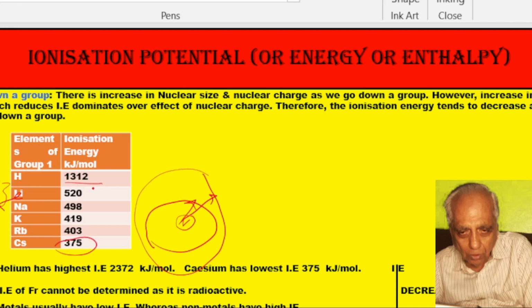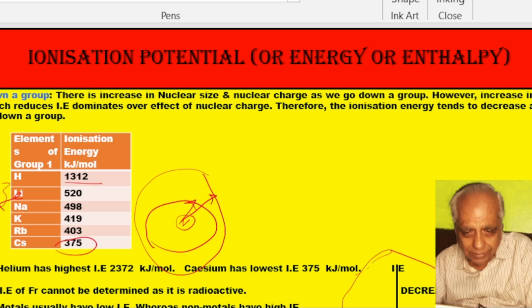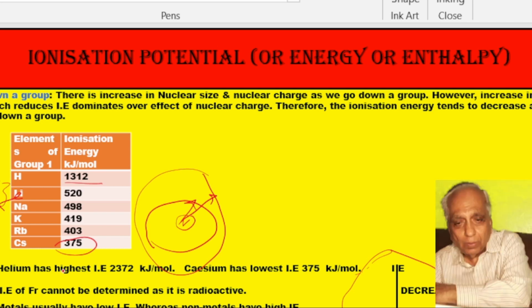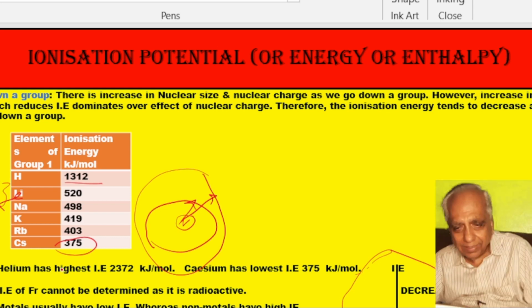Is it alright? As I have shown here, ionization energy increases across the period. Metals are on the left, non-metals are on the right. So the ionization energy of metals would be low and of non-metals would be high, because non-metals are on the right. Ionization energy is increasing across the period.